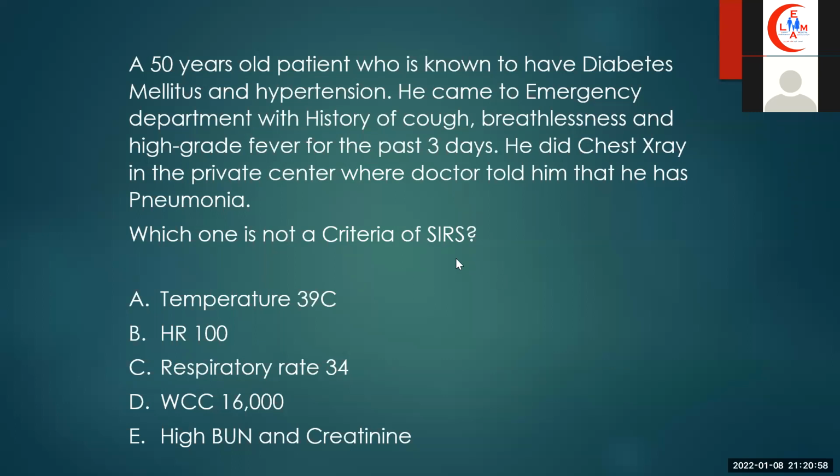So what's the SIRS? SIRS is the temperature if it is less than 36 or more than 38, heart rate more than 90, respiratory rate more than 20, and white cell count if it is less than 4 or more than 12. So this is the initial response of the body to sepsis or septic shock.